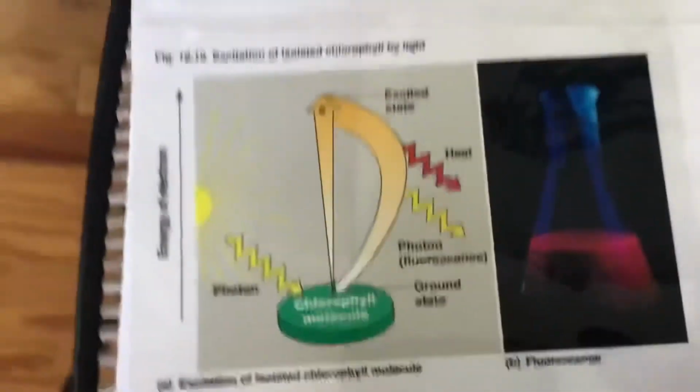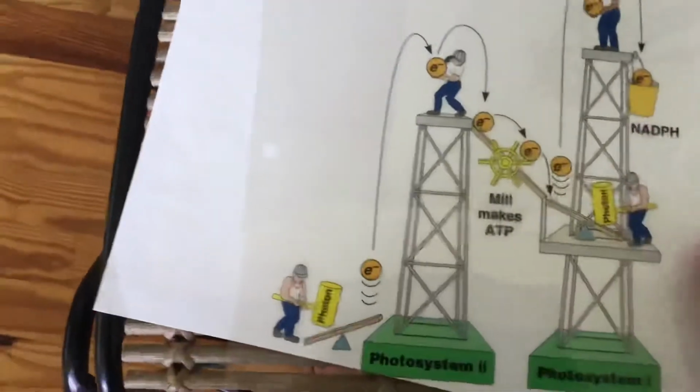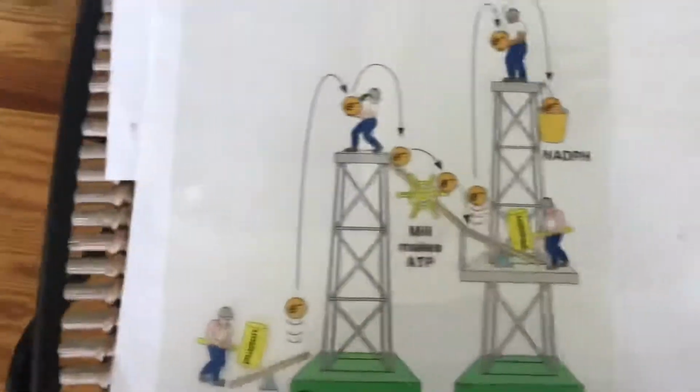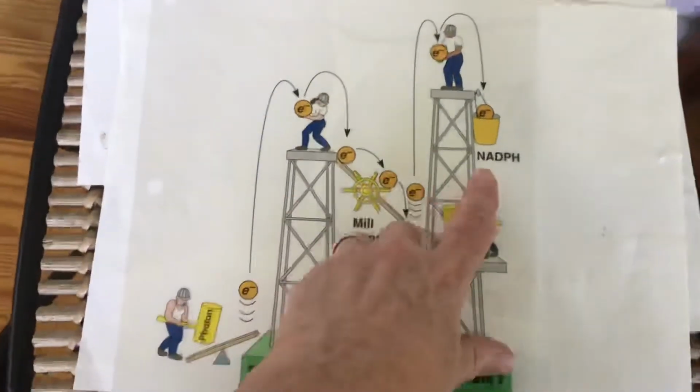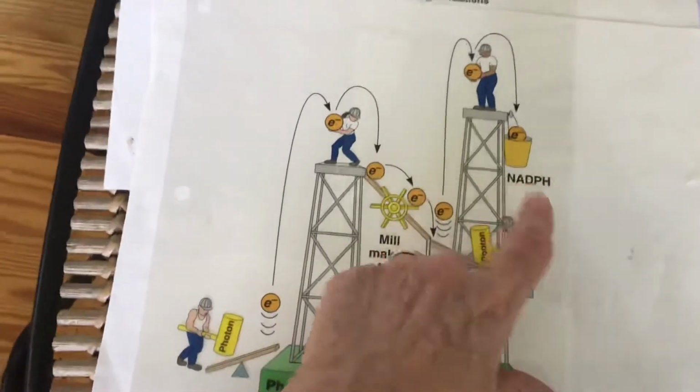But instead, what I'm going to do is control the fall of the electron, just like we did before in the electron transport chain, and allow it to make ATP like it did in cellular respiration, and also NADPH, which is an electron carrier.